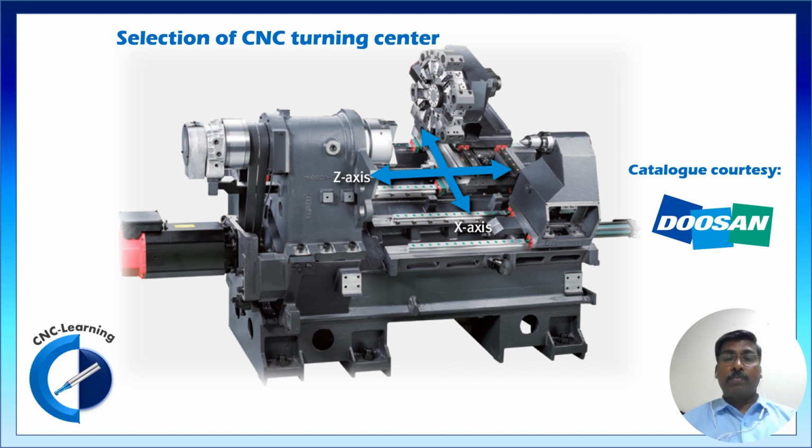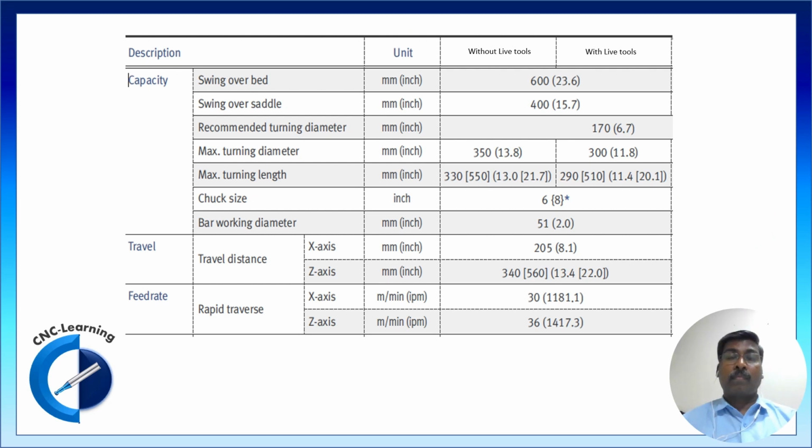In this video, I have used a catalog from Doosan. So this is x-axis, this is x-axis, and this is z-axis. Now let us have a look at the specification given by the machine manufacturer.